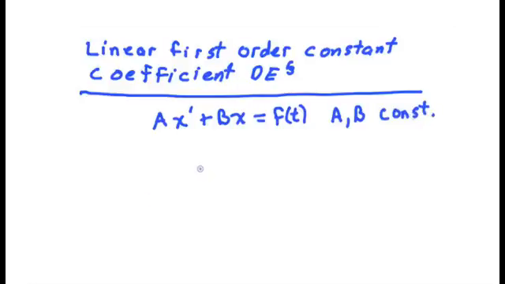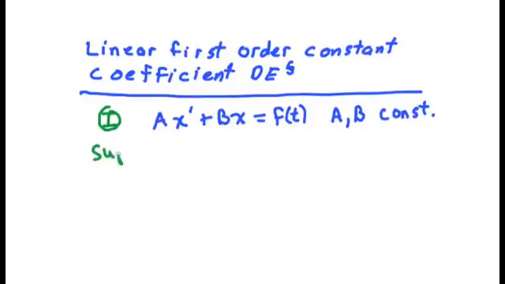Let's be clear what we're trying to do here. F of t will always be some known function, like e to the 2t or cosine of t. And to solve the equation means to find the unknown function x of t. Now, let's give this equation a name. I'm going to call it I.